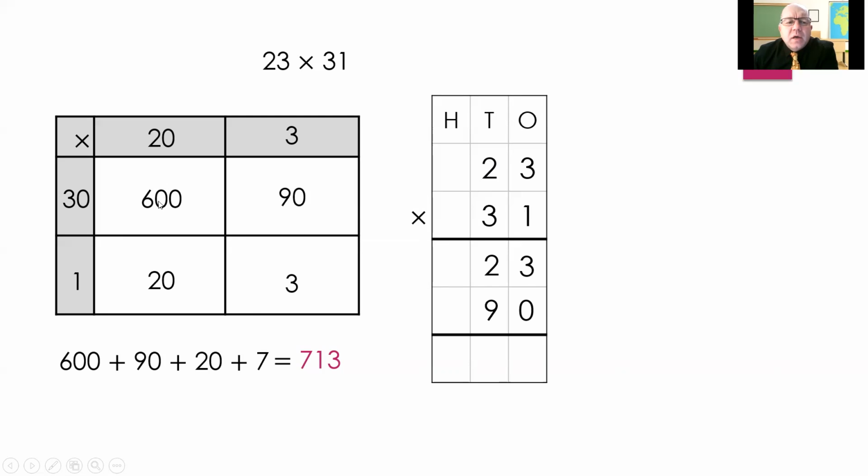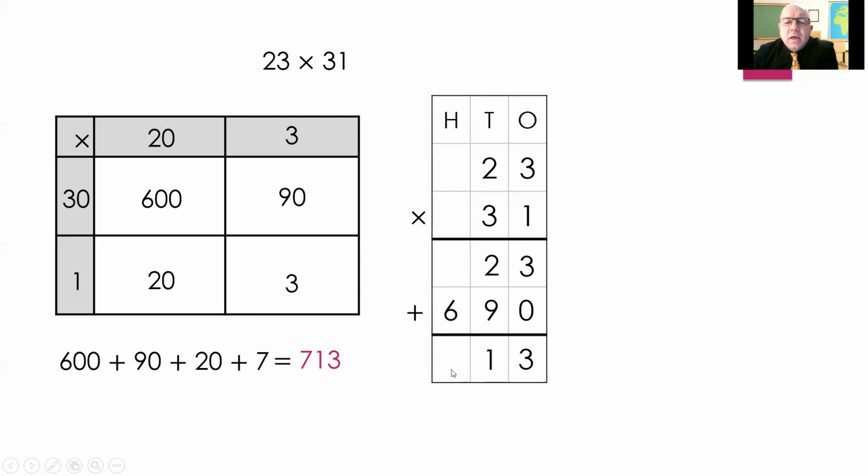And if we look over here, 30 times 20 is 600. So we need a 6 in the hundreds column there. And then all we do is we add these two numbers together. 3 and 0 is 3. 2 and 9 is 11. So 1 goes in there.